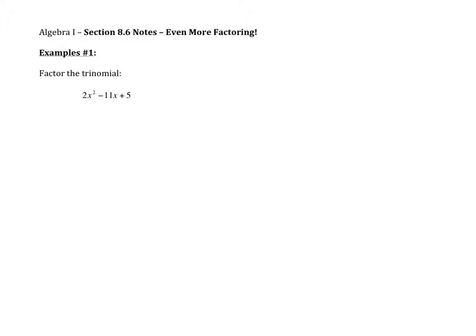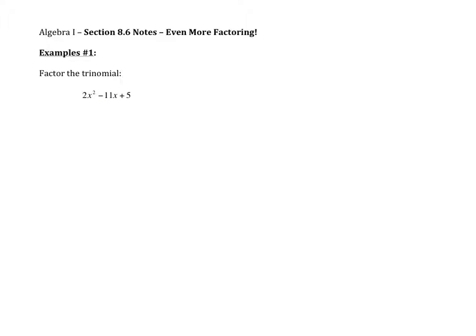And the best way to figure out how to do it is just by looking at examples. So here's example number 1, factor the trinomial. So we have 2x squared minus 11x plus 5. So last time we just had to figure out what numbers multiply to give me this term that add up to give me the middle term.